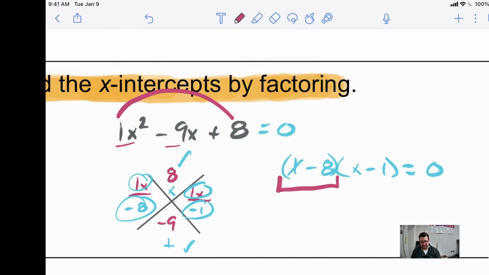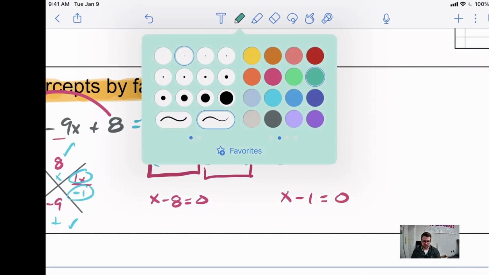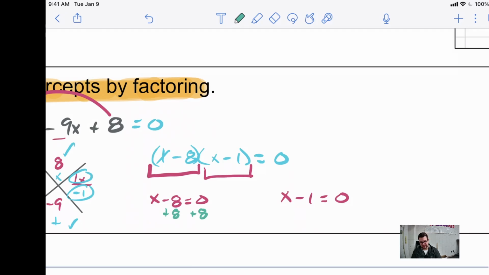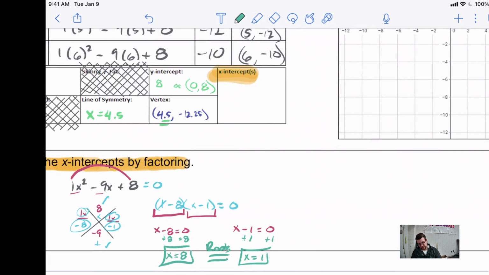Now at this point, we want to use our zero product property. So we want to take this factor, x minus 8, and set it equal to 0. And we want to take this factor and set it equal to 0. To solve this, we would add 8 and add 8. We get x equals 8. On the other one, we're going to add 1 and add 1, and we'll get x equals a positive 1. So these are our roots, also known as our solutions, or even our x-intercepts. So remember, these get written as 8, 0 and 1, 0.